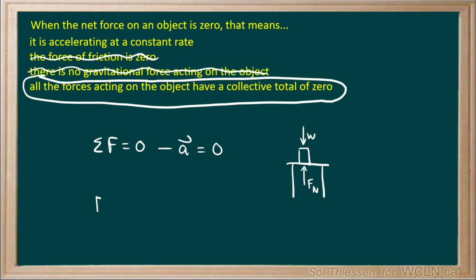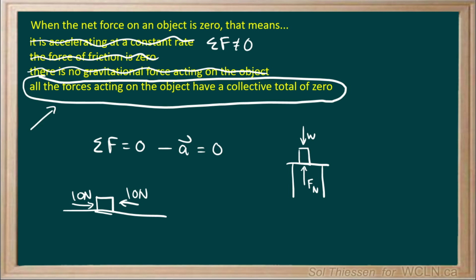For example, I could be pushing a box with 10 newtons along the ground, and the frictional force could be resisting me with an equal 10 newtons, but I could still be moving the box at a constant velocity with 0 net force. Then finally, we're going to look at it accelerating at a constant rate, and that would imply that the net force is non-zero in order to provide that constant acceleration. So we can clearly see that this is the best choice for this problem.